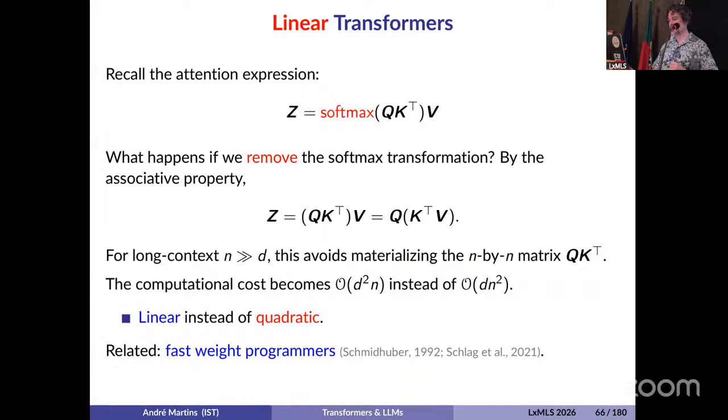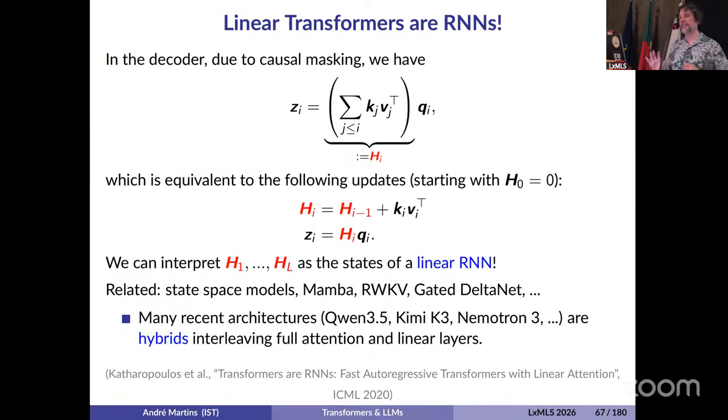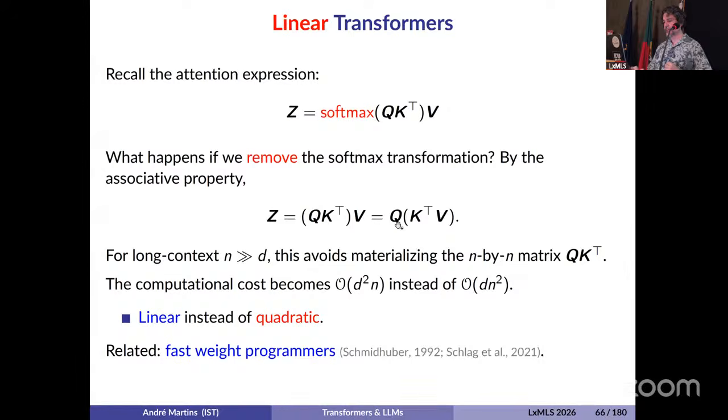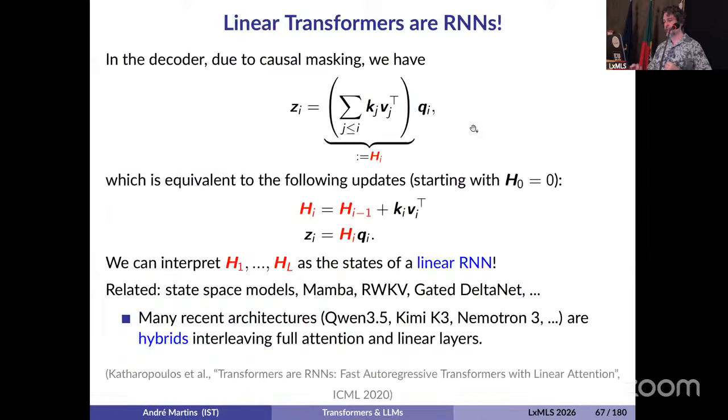And yeah, so I wanted to bring this slide because it makes a very nice point that at first sight might be very surprising, which is linear transformers are RNNs. Okay, so this is the title of a paper at ICML 2020. So if I take the previous expression and write it as a summation, let's assume we are in the decoder, so you need to do causal masking. So the summation goes up to i. We cannot attend to future information. Then this boils down to this.